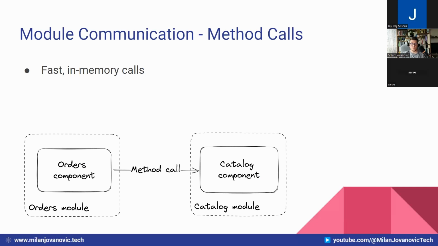Now, I'm going to show you two approaches for how you can practically implement communication between modules. So option one is using method calls. So let's say the order module, or rather the order component inside the module, wants to fetch something from the catalog module. It's going to perform a method call to the catalog module and fetch whatever it needs. So the benefit of this approach is this is fast because this is an in-memory call.